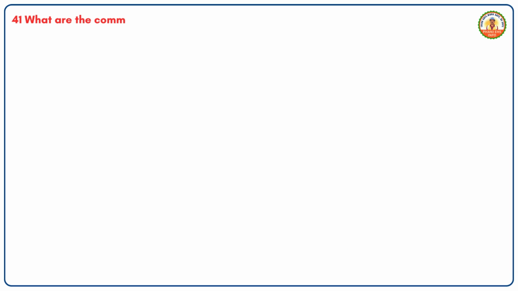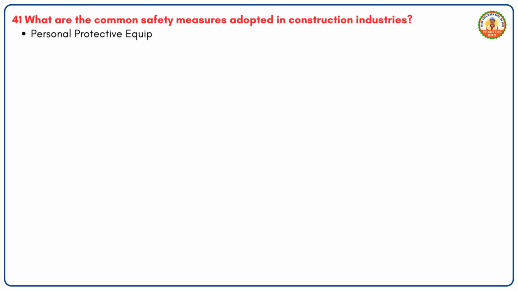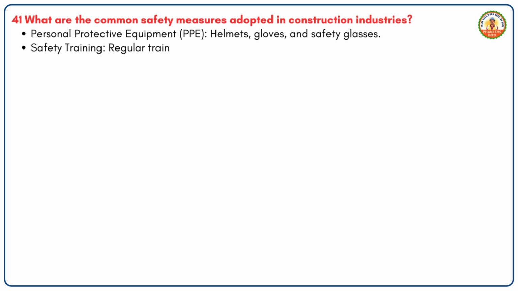41. What are the common safety measures adopted in construction industries? Personal protective equipment, PPE: helmets, gloves, and safety glasses. Safety training, regular training for workers on safe practices.